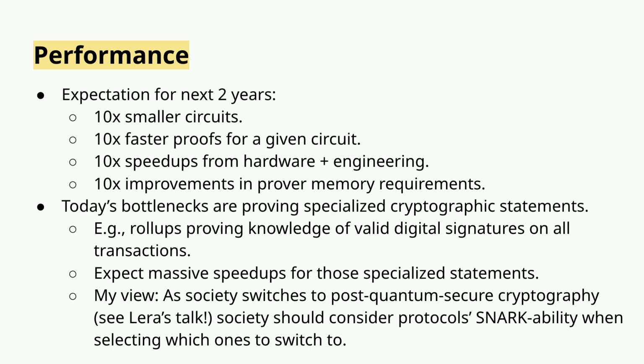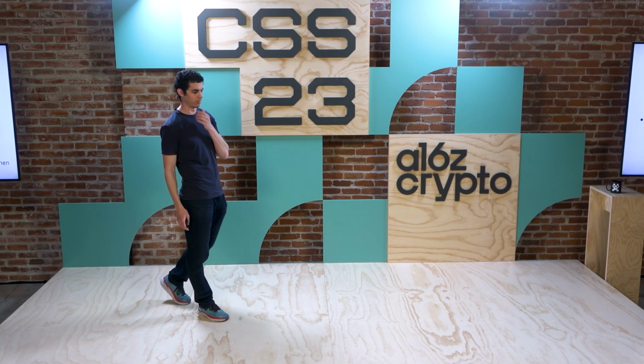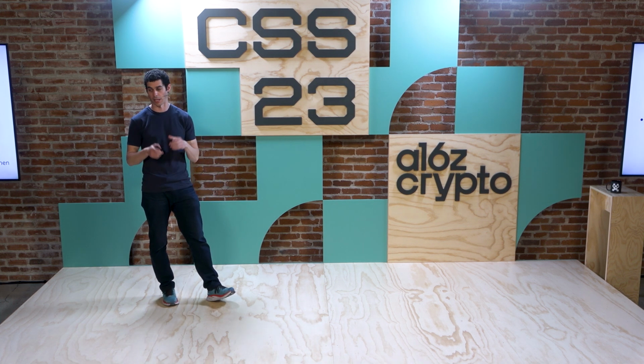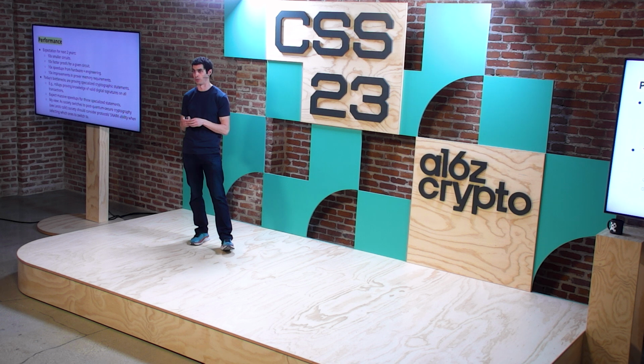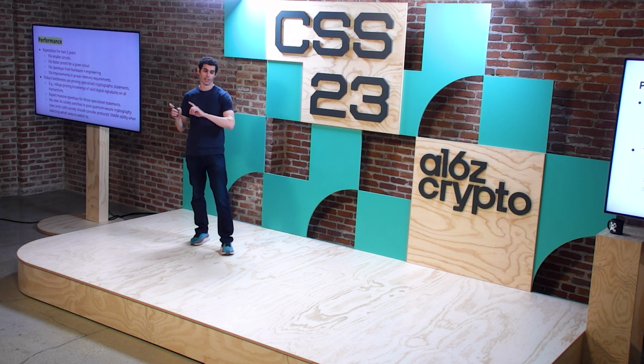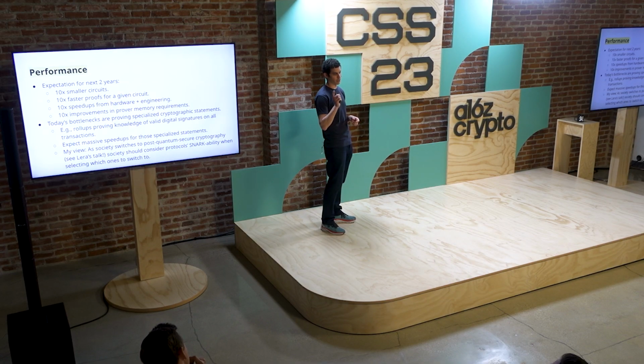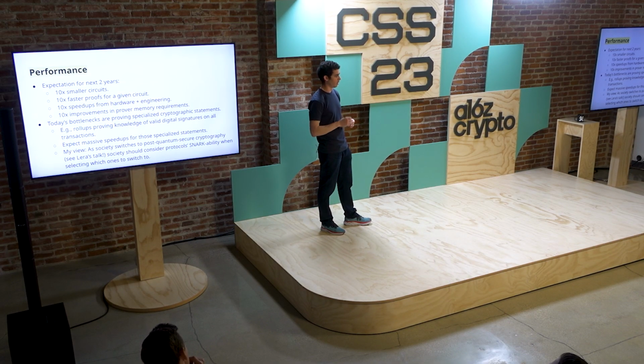I actually think that as society moves to post-quantum secure cryptography, and the National Institute of Standards and Technology is trying to decide today, they're about to run a second competition for deciding what post-quantum cryptography to use, because a bunch of finalists from the first competition got broken within months of the competition ending. Lara will talk some about that tomorrow.